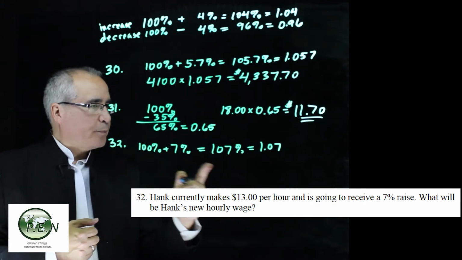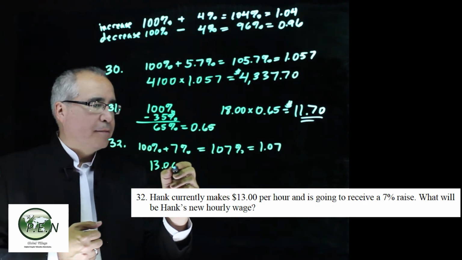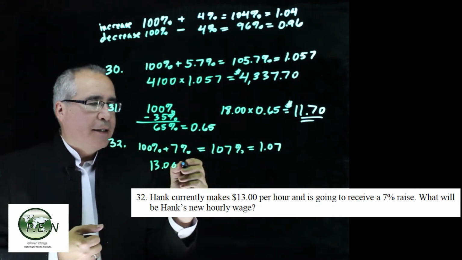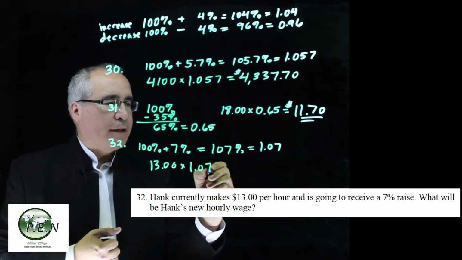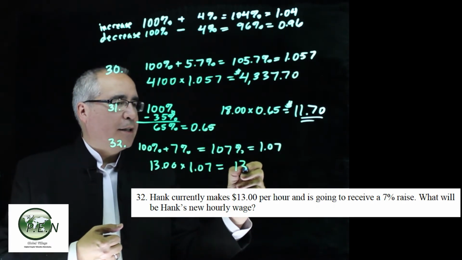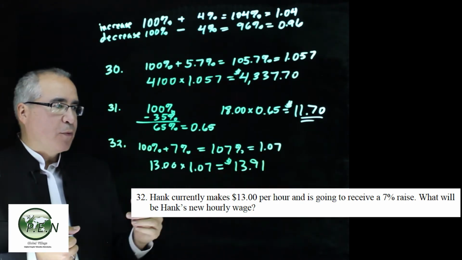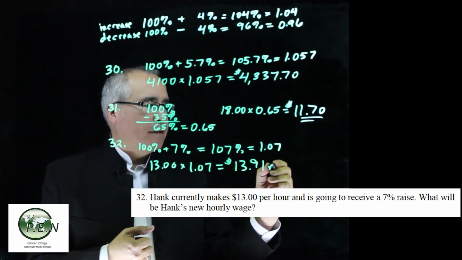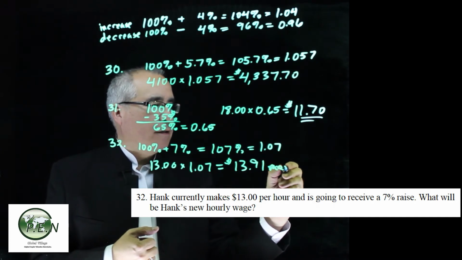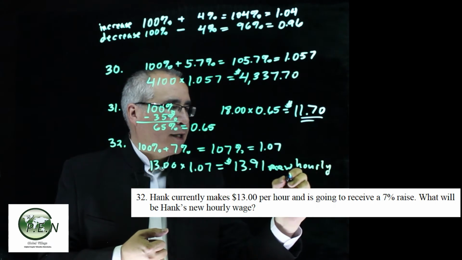So with that in mind, Hank was getting $13 an hour. We'll multiply that by 1.07, and we'll see that Hank is now making $13.91 an hour. So this is the new hourly wage.